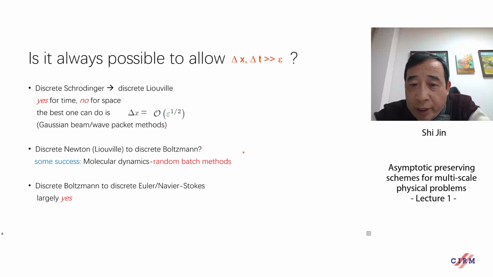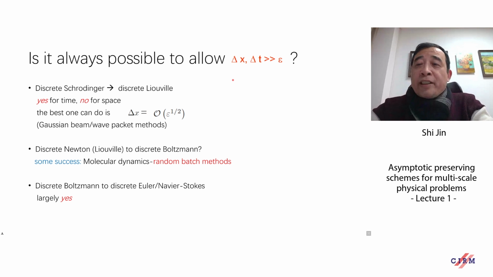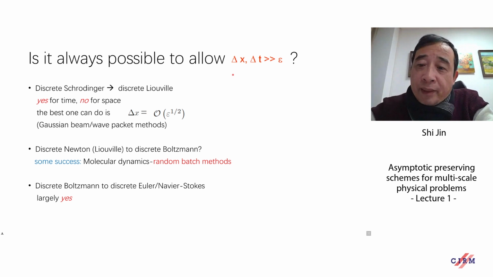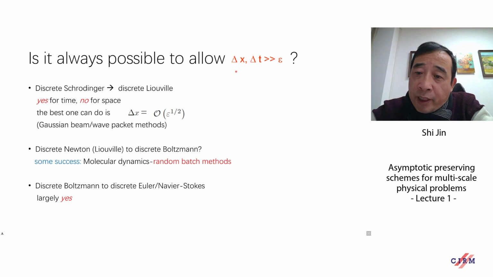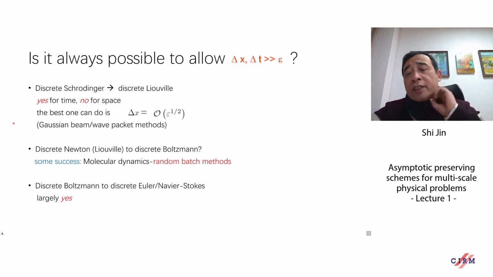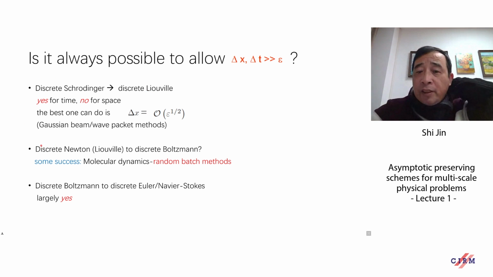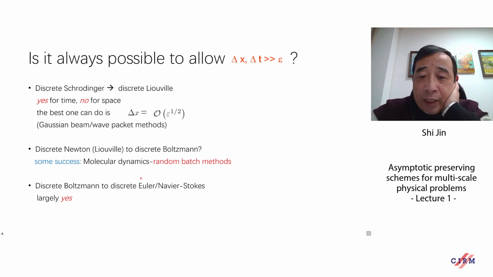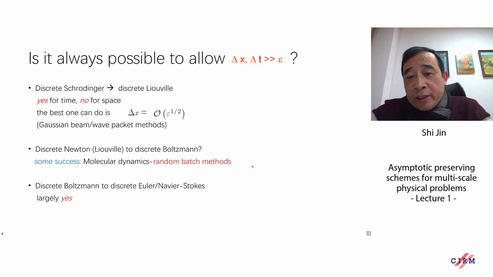And I'm near the end. Actually, I don't have time. Now, the question is, can you always do this? Can you always design a scheme which is AP, which allows me to take the mesh size much larger than epsilon? I talked about three different scales: from quantum to classical, from classical to kinetic, and from kinetic to hydrodynamics. I have tried all these different problems, and I have some good success stories and partial success stories.